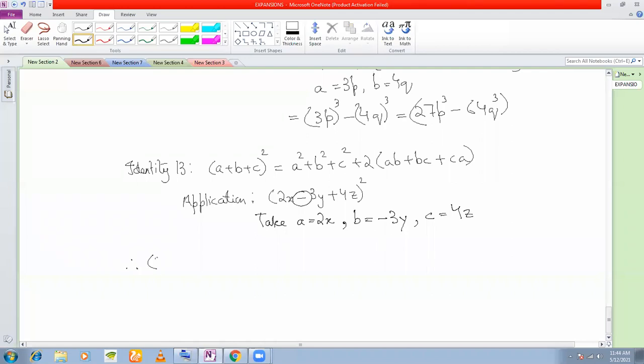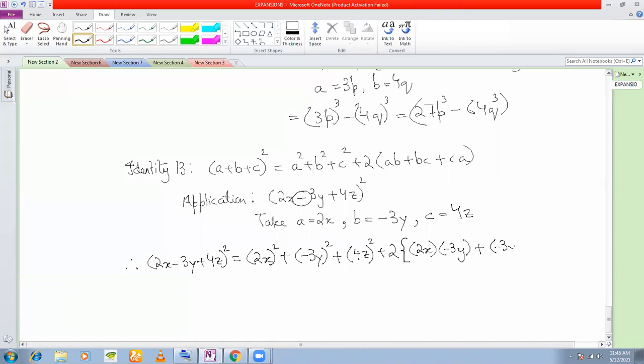Now we can expand. So therefore, (2x - 3y + 4z) whole square is equal to a square, a is 2x, plus b square, b is minus 3y, plus c square, 4z, plus twice. Now you give a curly bracket. You have ab. So a is 2x, b is minus 3y. Then you have bc, so minus 3y into plus 4z. And finally, you have ca, c is 4z and a is 2x. And you close the curly bracket.